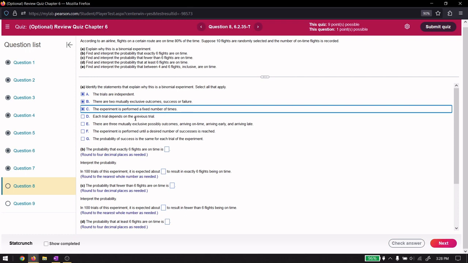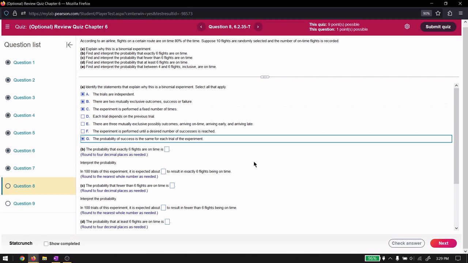Each trial depends on the previous trial. That means they are not independent, and we do want independence. No, there are only two mutually exclusive outcomes. So this is incorrect. The experiment is performed until a desired number of successes is reached. That's not true. We're just seeing how many times they work or not. And the probability of success is the same for each trial of the experiment. That is true. It's always 80% for the success rate.